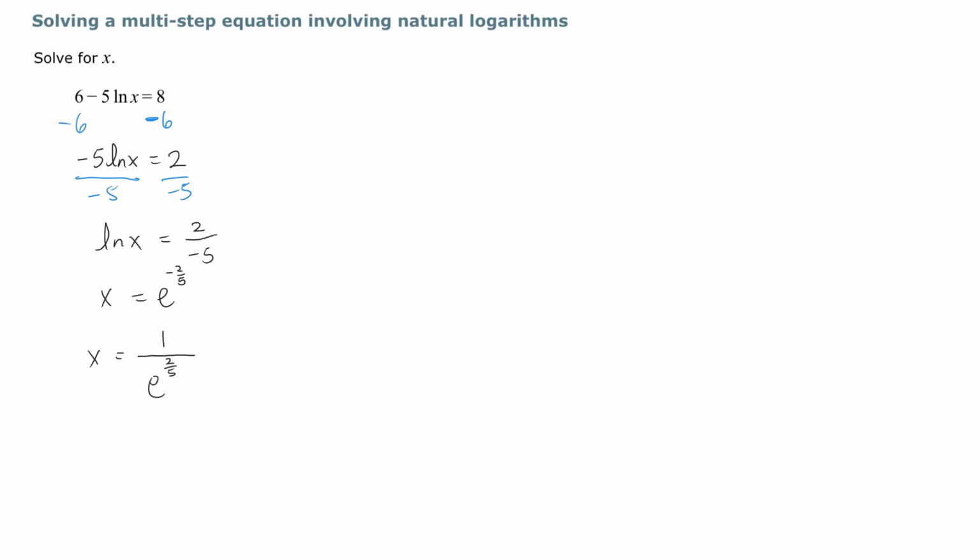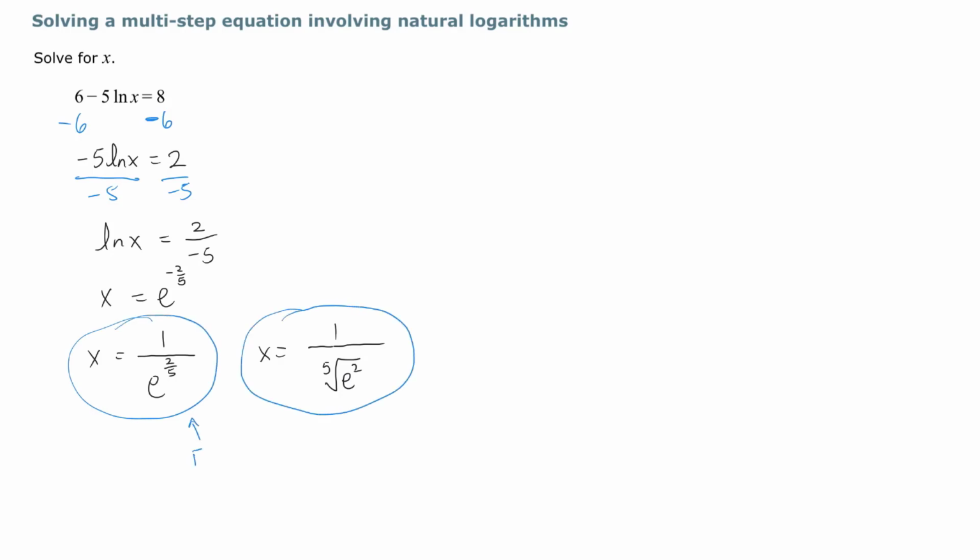So this is what we call in mathematics an exact answer. Some of you might even write it like this: x equals 1 over the 5th root of e squared. So these are all pretty answers. Whenever you're trying to solve for x, do try to write an exact answer. There could be multiple forms. This is an exact answer. This is an exact answer.